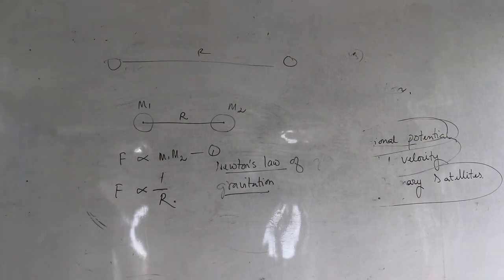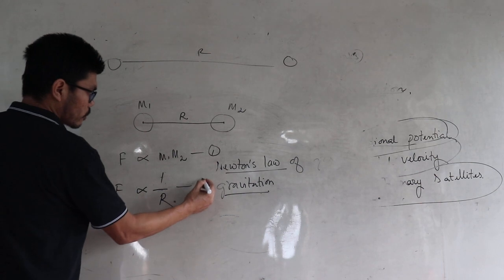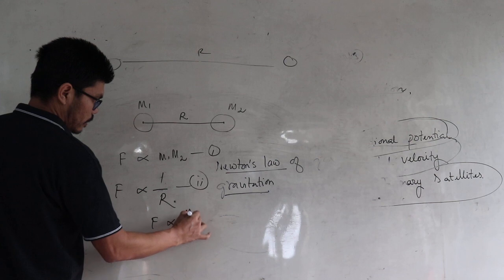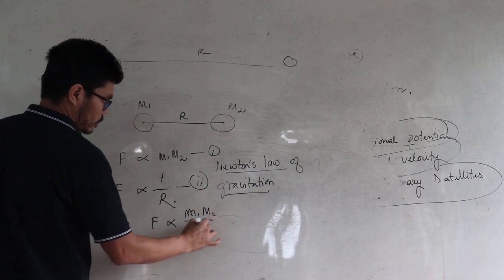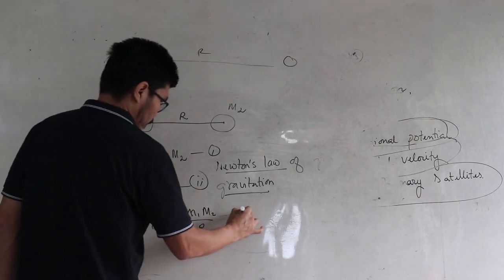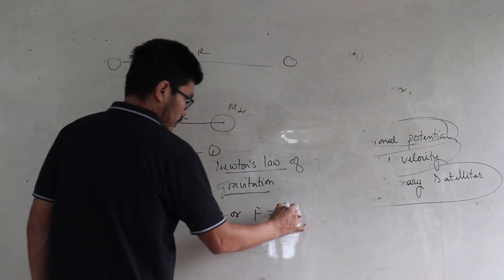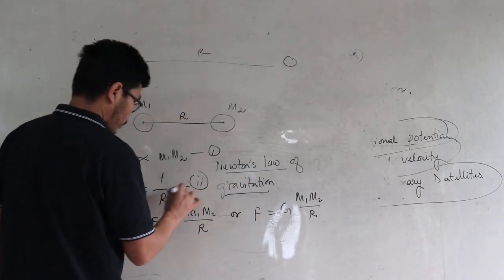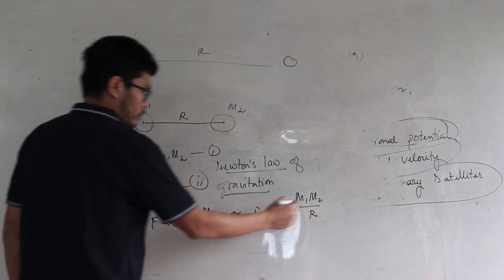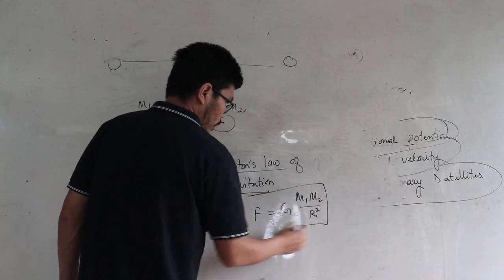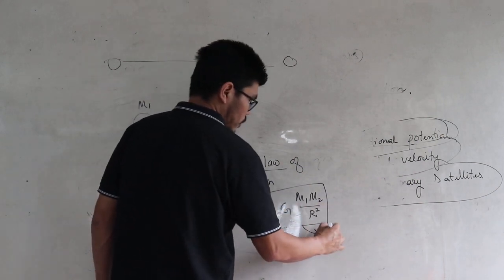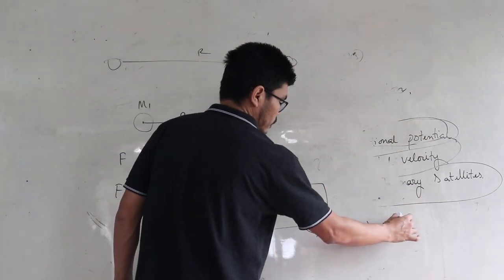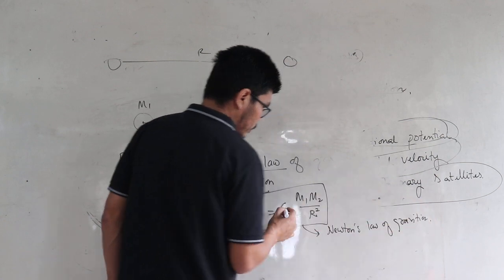If you combine these two relations, what do you have? You have F is equal to G m1 m2 by r. Oh, this should be r square. Sorry for that. It should be square here. So this is what we call Newton's law of gravitation. And here you can see a constant.